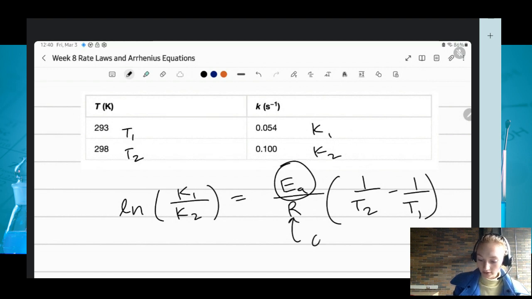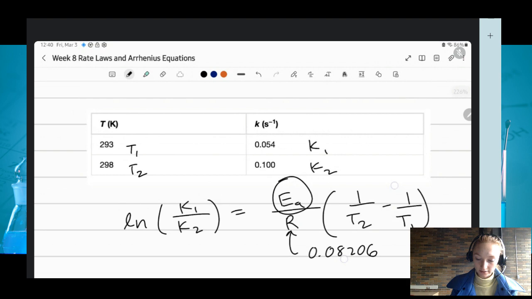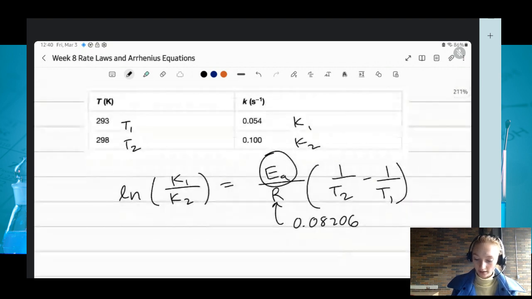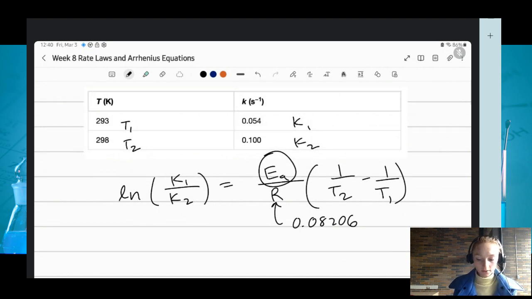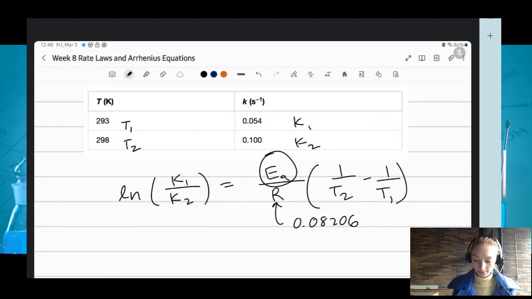It's the 0.08206 constant value, and because everything else works out with that constant, we don't have to change the pressure units at all within that. So let's solve for the EA, the activation energy, and isolate it so we can solve for it.